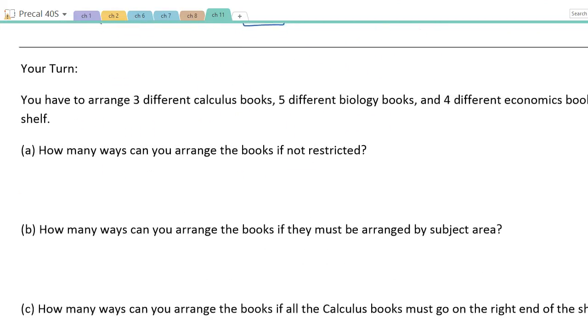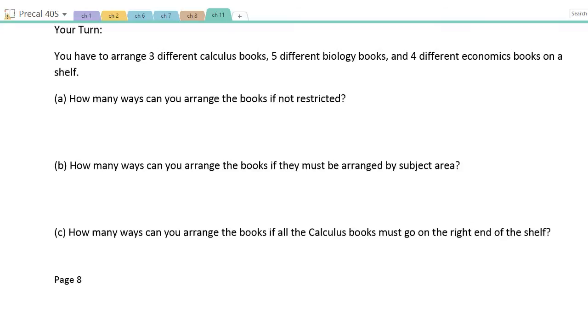Okay, let's do the your turn, and again, I'll do it once. Alright, here we are looking at the your turn. So I'm doing this for the second time because I made a bit of an error on it before. So hopefully it'll go better this time.